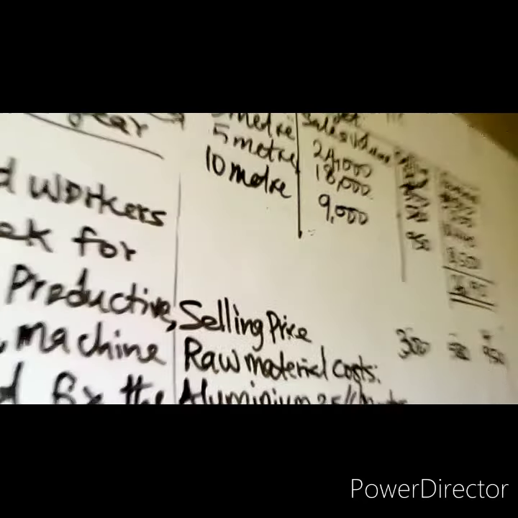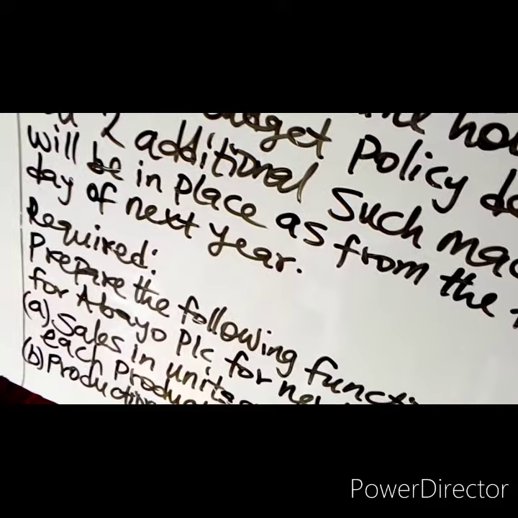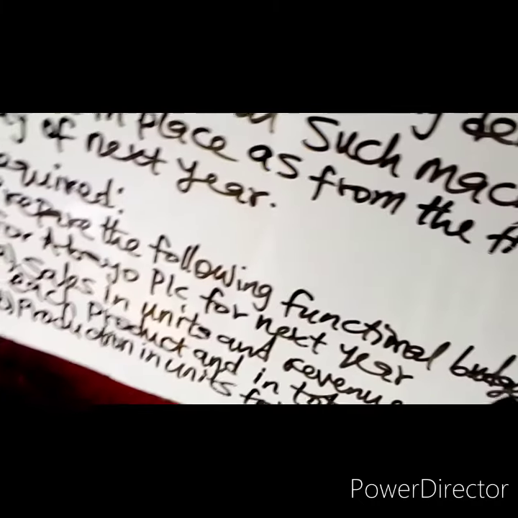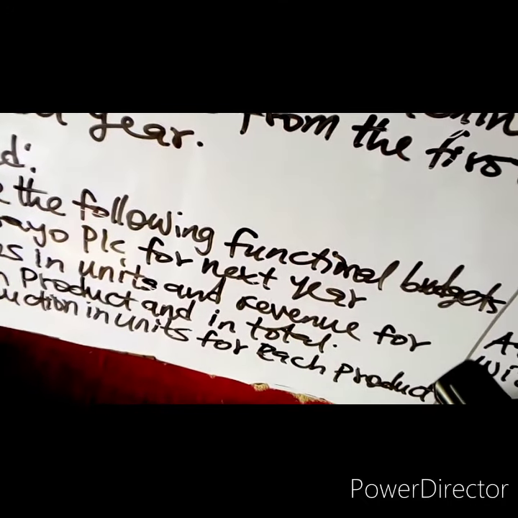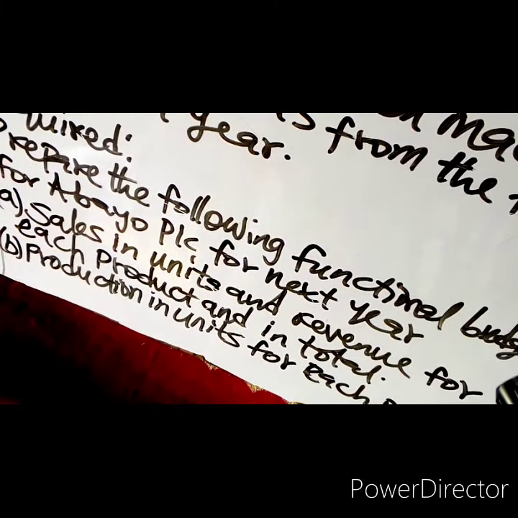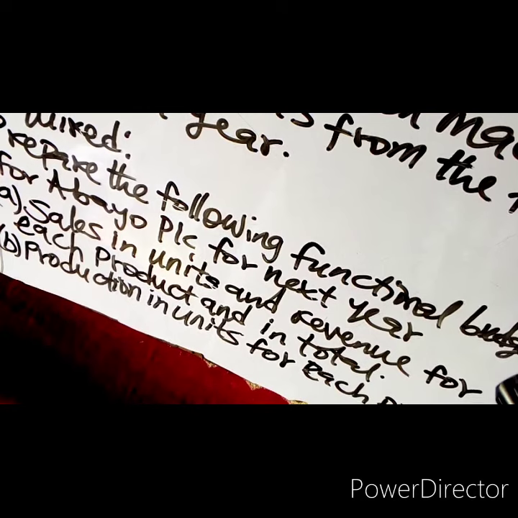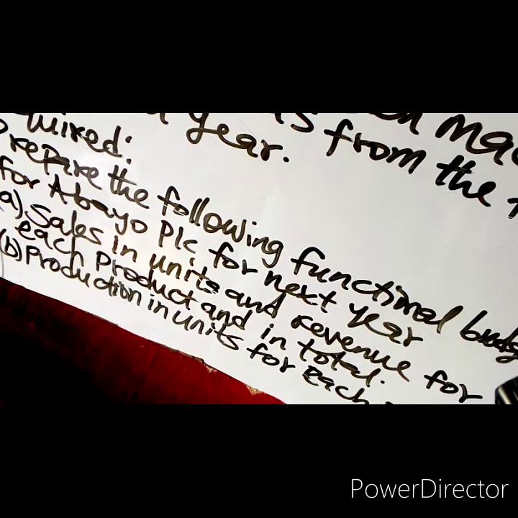The second requirement, requirement B. You want to prepare the production budget. I've told you that to prepare production budget, you add the closing inventory of finished goods to sales unit or sales volume, then you less the opening inventory of finished goods. Then if there are abnormal loss, then you add. That will give you the budgeted production.